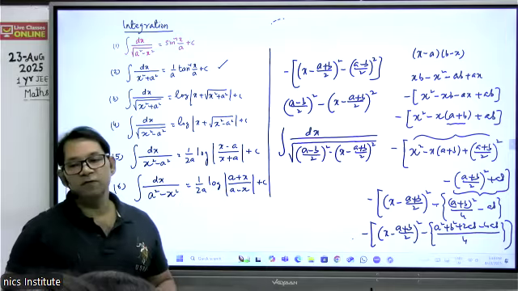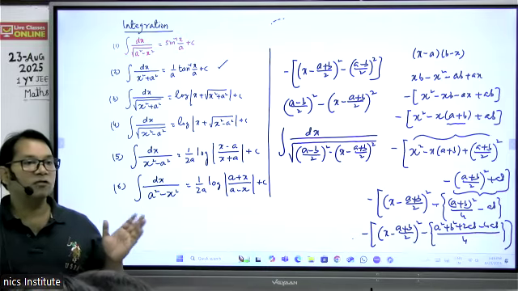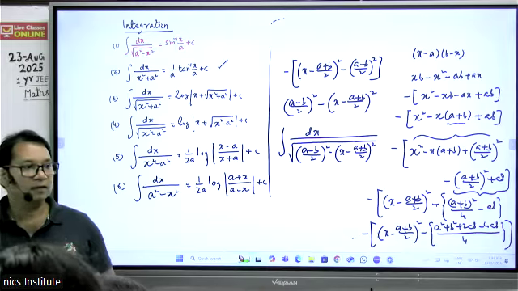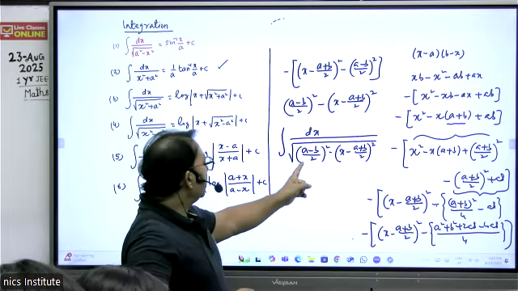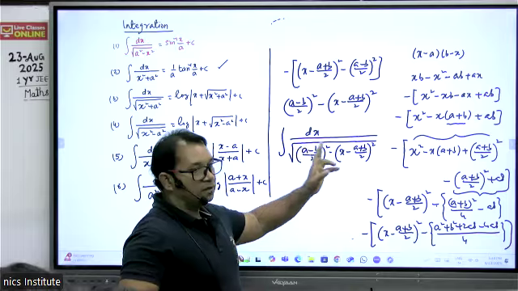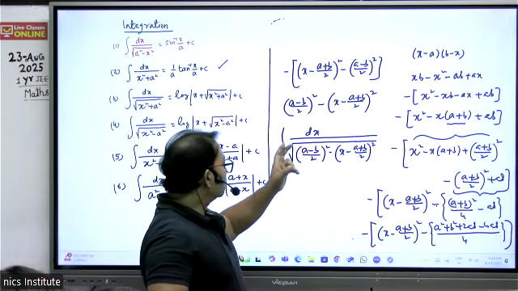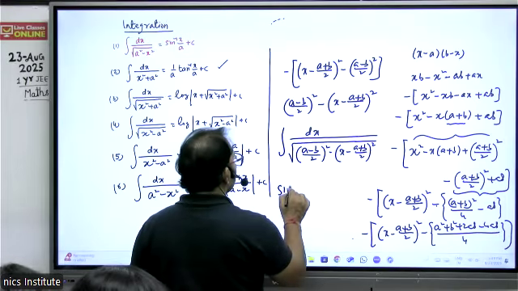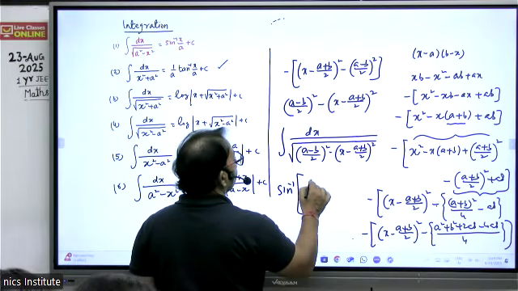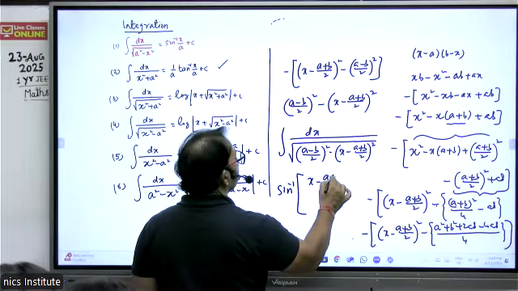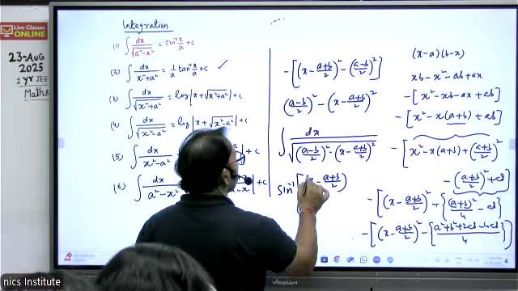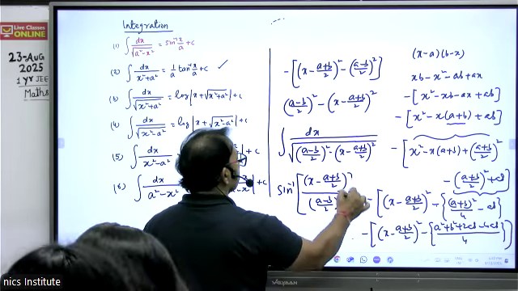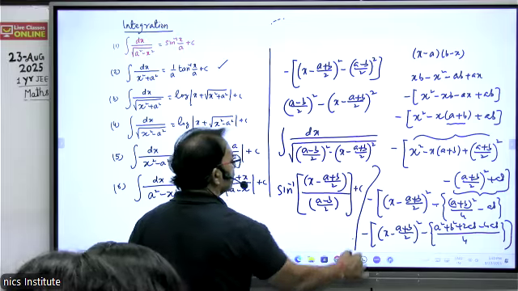So now we can decide which formula to be used. Under root a square minus x square, so it is sine inverse. It is under root a square minus x square. In place of x, you have x minus (a plus b) by 2. In place of a, you have (a minus b) by 2. So your answer would be sine inverse. What is x? x minus (a plus b) by 2. And what is a? a is ... plus c. That's your answer.